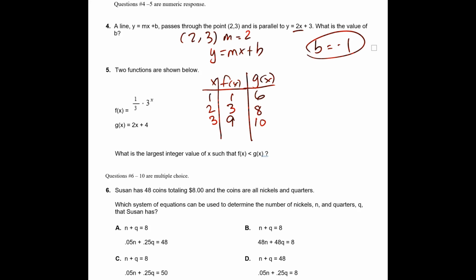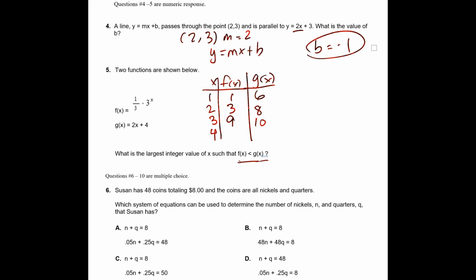And then 4 cubed. Oh, I get what the question is saying now. I just read it again. What's the largest integer such that f of x is less than this? Okay, I get it. I read the question wrong.